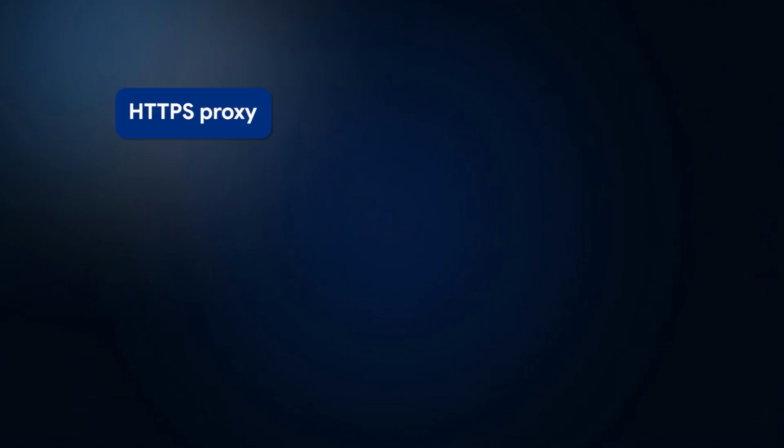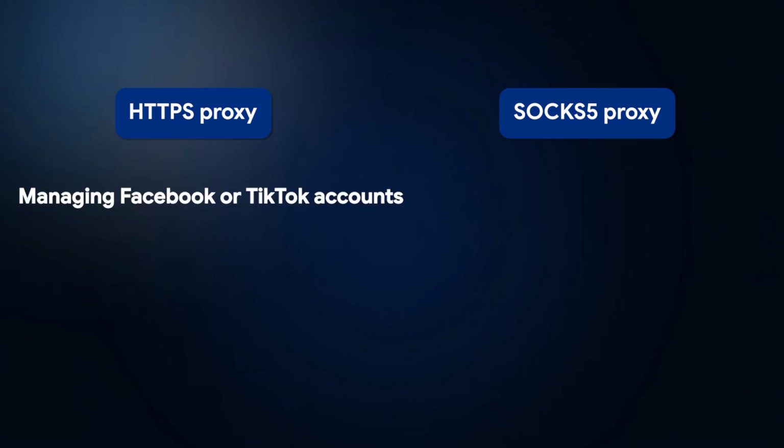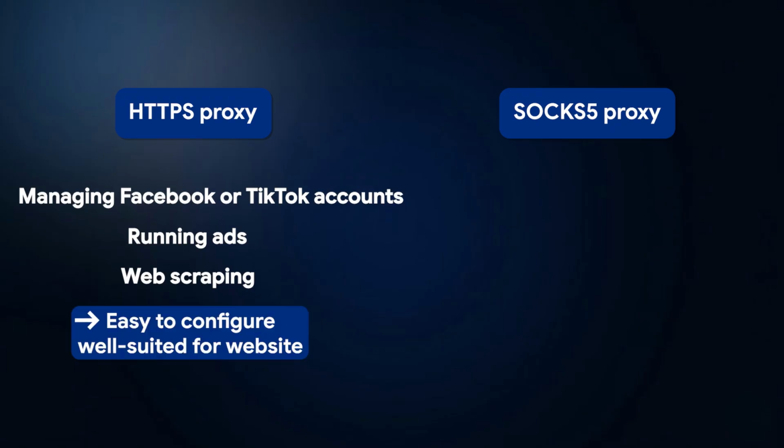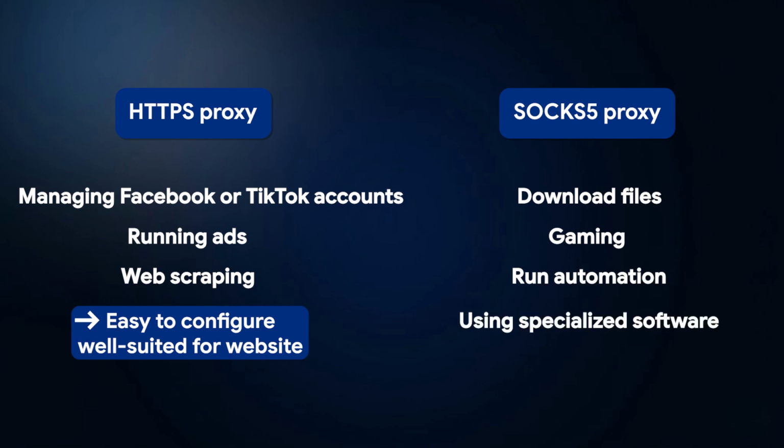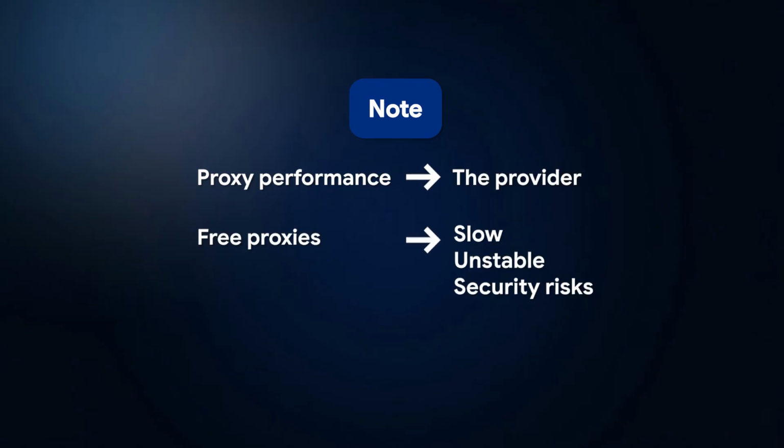So when should you use an HTTPS proxy, and when should you use a SOCKS5 proxy? The choice between HTTPS and SOCKS5 depends on your specific use case. If you often work directly on web browsers such as managing Facebook or TikTok accounts, running ads, or doing web scraping, then an HTTPS proxy is the more common choice because it's easy to configure and well-suited for web environments. On the other hand, if you need a proxy for other applications like downloading files, gaming, running automation tools, or using specialized software, then a SOCKS5 proxy is more flexible and often a better fit. It's also important to note that a proxy's effectiveness doesn't just depend on whether you choose HTTPS or SOCKS5, it also heavily depends on the provider. Free proxies are often slow, unstable, and may come with significant security risks.